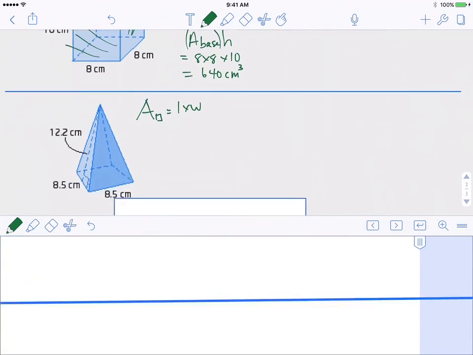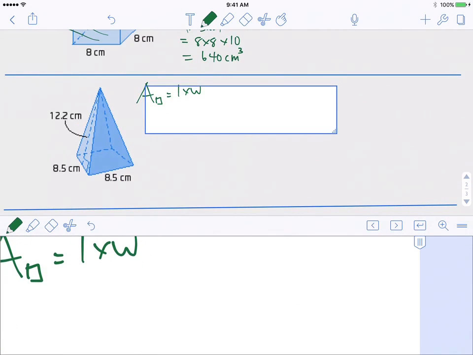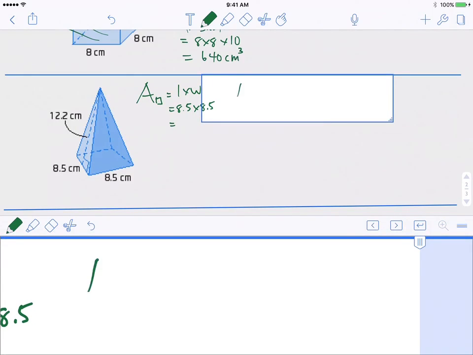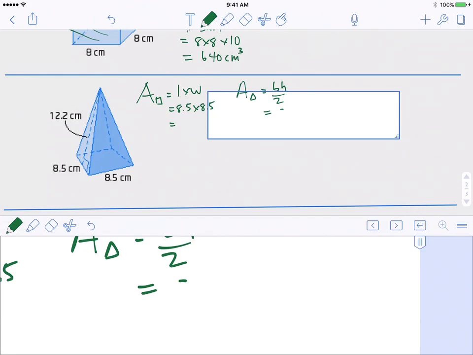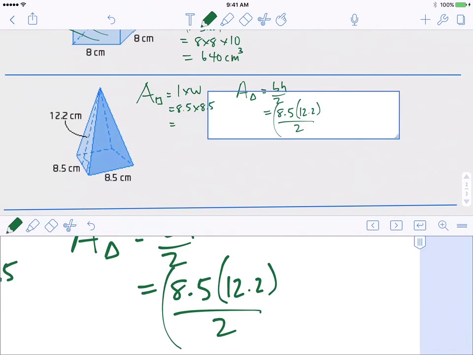And the length and width of that square, 8.5 times 8.5. Then we also have the area of the 4 triangles. So the area of a triangle is equal to base times height divided by 2. One triangle has a base of 8.5 centimeters, and the height is given to us there, which is 12.2. Divide that by 2, and then we're going to multiply this whole thing by 4 because there are 4 of them. But if we're doing that, we remember we can cross reduce.